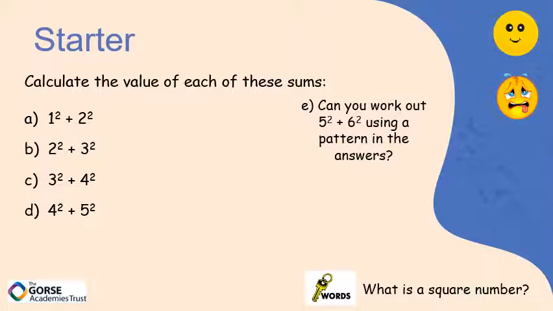So here is your starter. You will see the questions on the screen. Have a go at those either in your book or on a whiteboard, and then look at question E and use your answers from A to D to see if you recognise a pattern. There's also the keywords question, what is a square number?